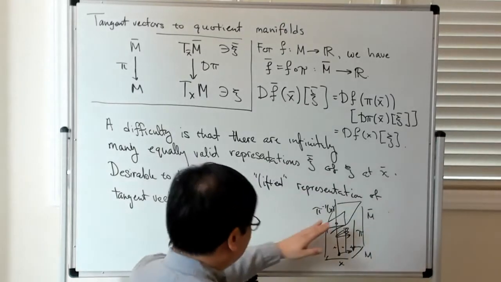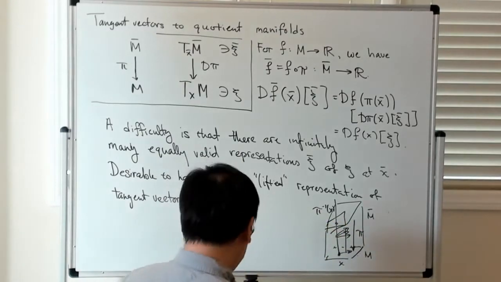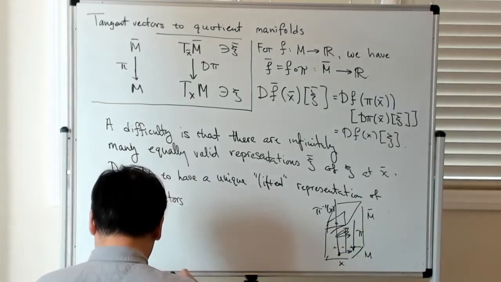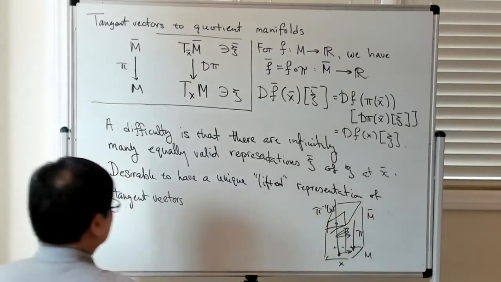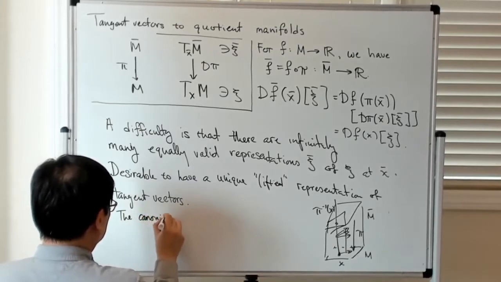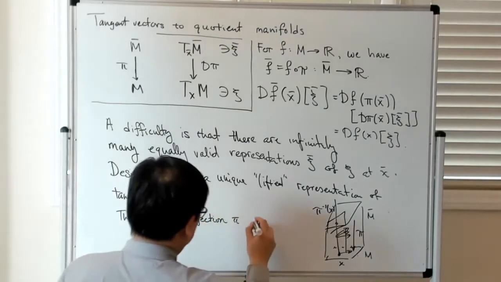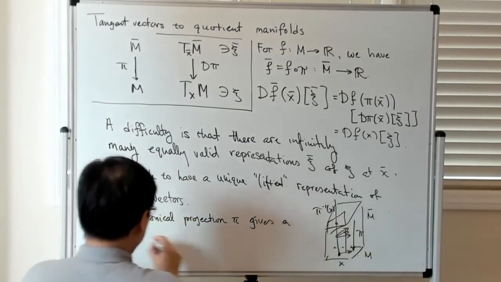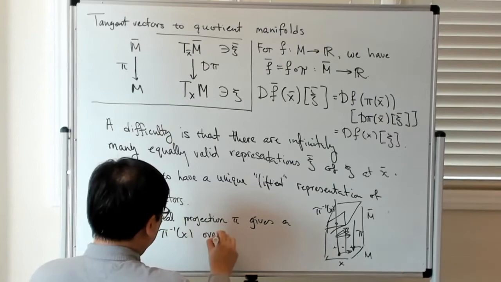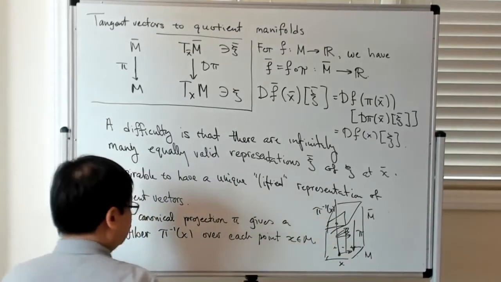I'm just doing this at the level of tangent spaces, so I'm not caring about what happens away from it. So how should I do this? The intuition is that the canonical projection pi gives a fiber pi inverse x over each point x on the quotient manifold.